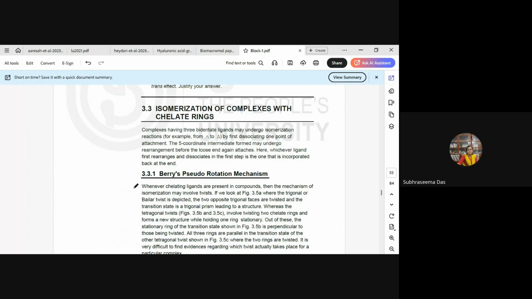Then coming to isomerization of complexes with chelate rings.